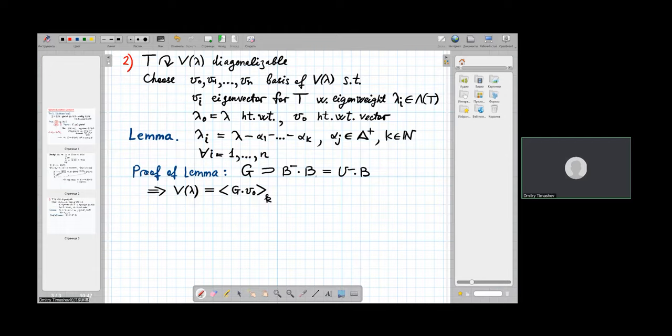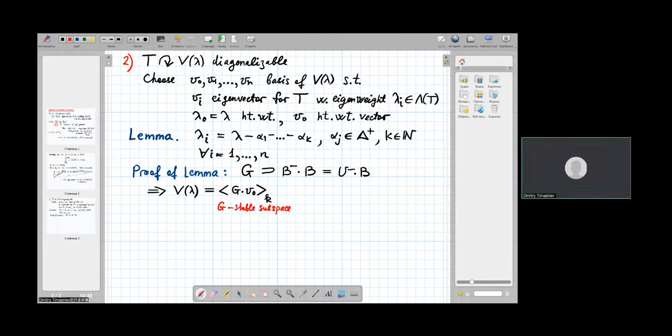Thanks to the above formula, and since B... Well, I don't understand this. How can we deduce this? Because this linear span is a G-stable subspace. Oh, G-stable subspace. So it is a submodule of V lambda, I think. And this is irreducible, okay? Yes. Good.